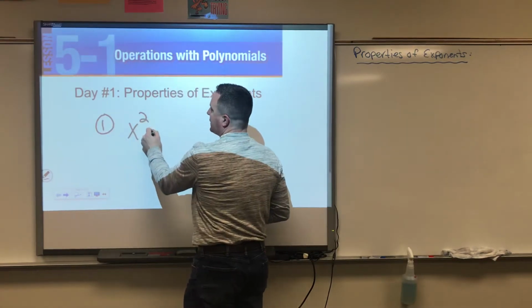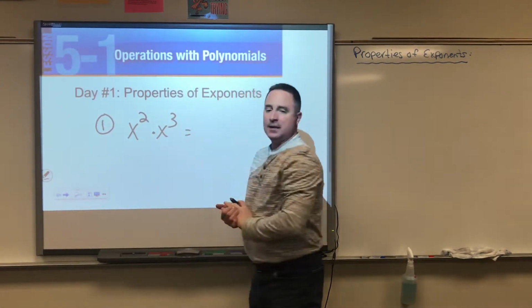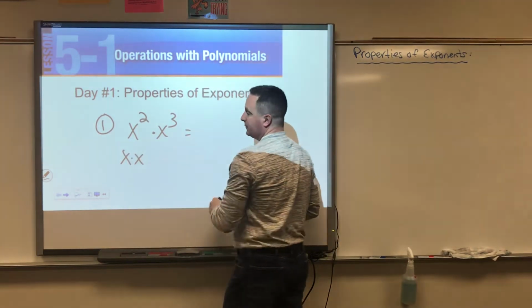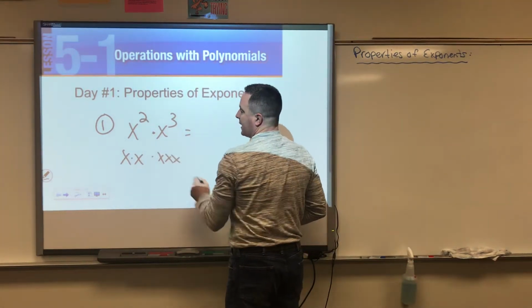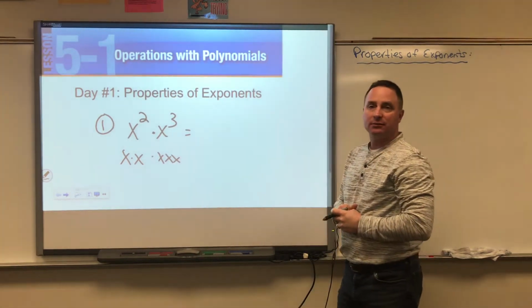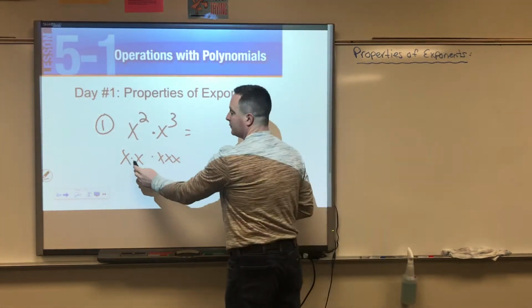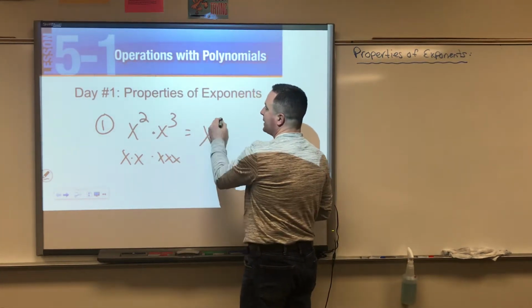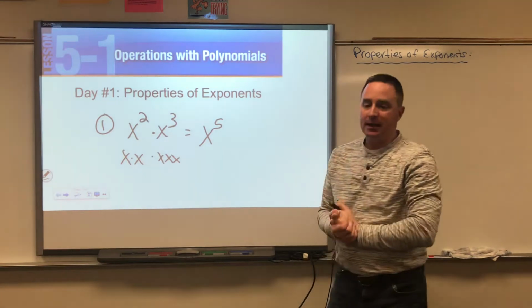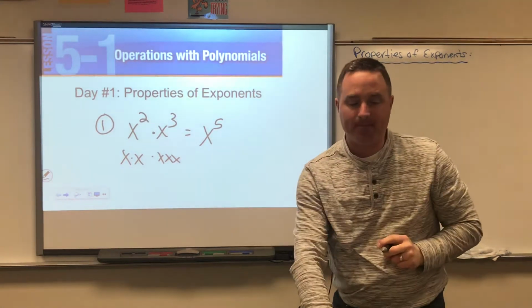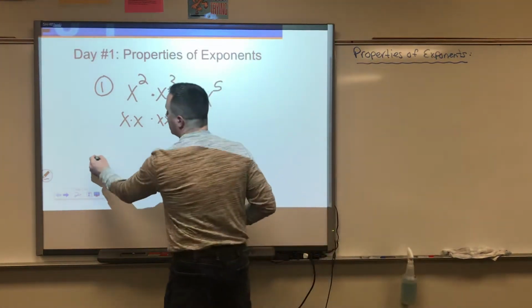If I had x to the second times x to the third, well, I know x to the second is x times x, and x to the third is x times x times x, there's 3 of them. If I multiply those, how many total x's do I have? That's 5 x's, and I can rewrite that as x to the 5th power. You'll probably see a little bit of a pattern here. Let me do one more here, and we'll see if we can make a conclusion.